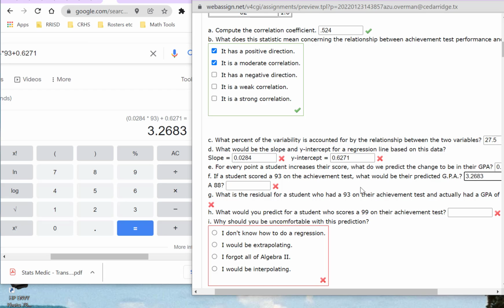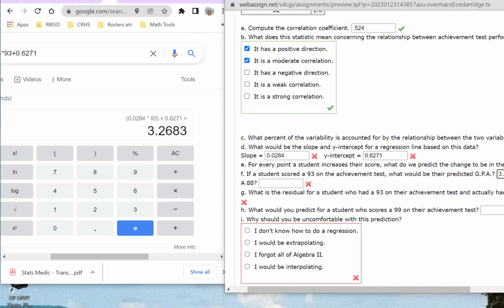Don't worry about having too many decimals. If I did 3 on this, it would probably get marked wrong. So usually 3 significant figures is roughly the amount that WebAssign likes.